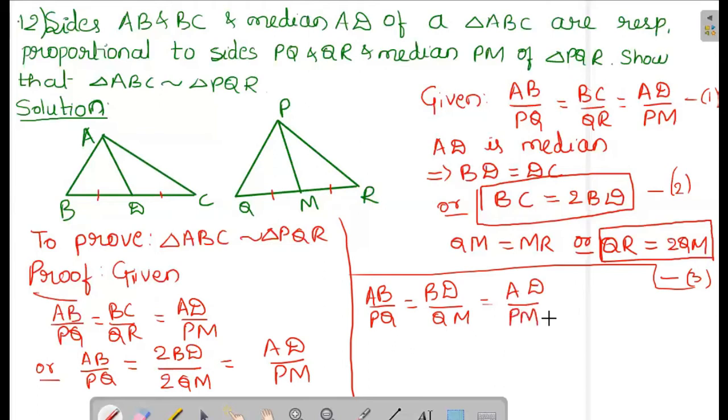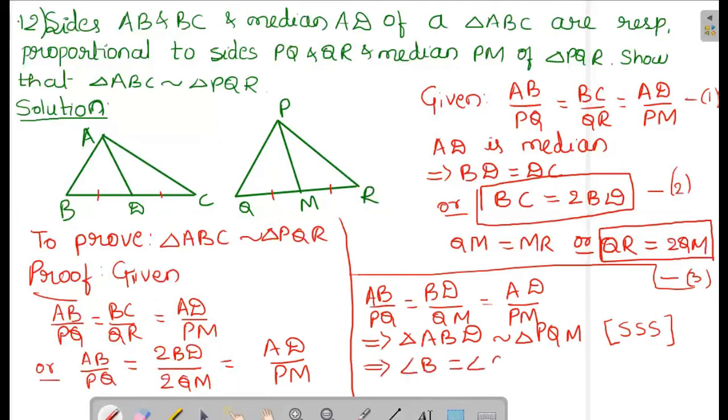So what does it show? See here, AB by PQ, BD by QM, AD by PM. So in these two triangles, all three sides are proportional. So by SSS criteria, we can write these two triangles are similar. So this implies triangle ABD is similar to triangle PQM by SSS criteria. So if both are similar, then definitely angle B is equal to angle Q.